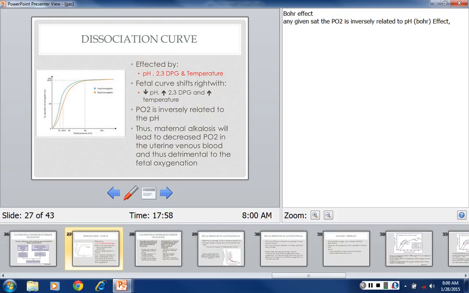But remember, the two things that are affected are going to be pH. It's a huge factor. 2,3-DPG, if you all remember, is a key factor affecting this because it affects the affinity, and temperature. Mom has a fever, mom's hypothermic. You're going to shift to the right as pH decreases, 2,3-DPG increases, and temperature increases. Remember, PO2 is inversely related to pH. Thus, maternal alkalosis will lead to a decrease in PO2 in the uterine venous blood, and thus can be detrimental to fetal oxygen. I think this is the Bohr effect.